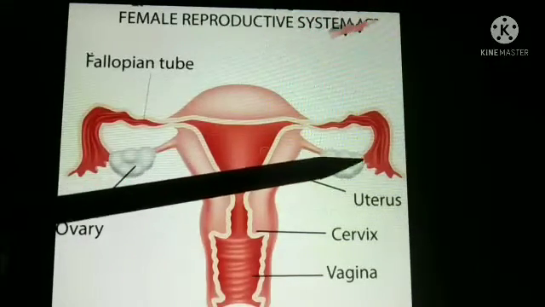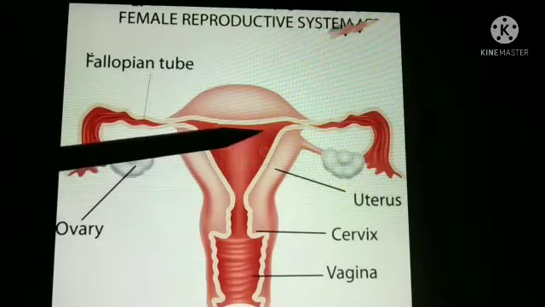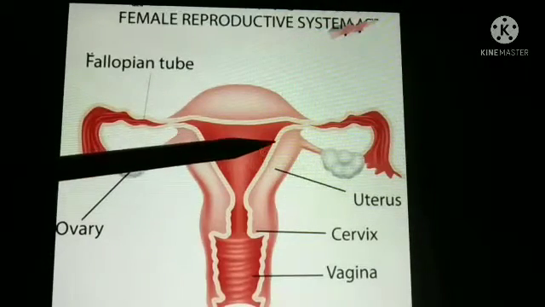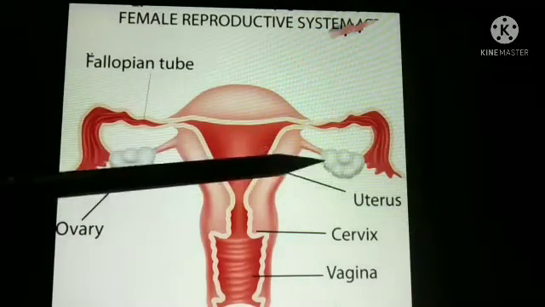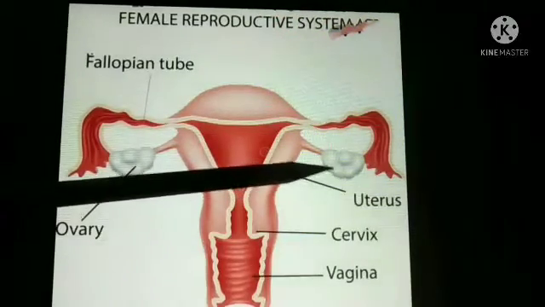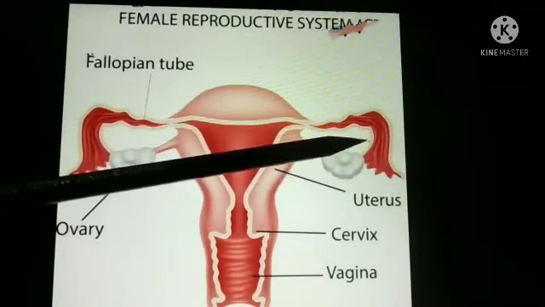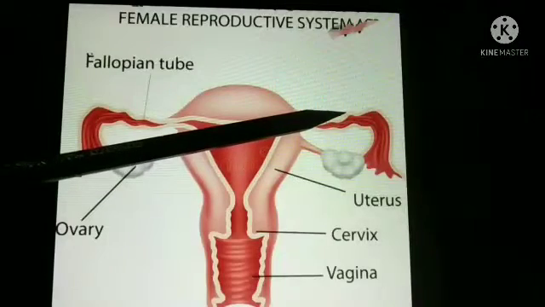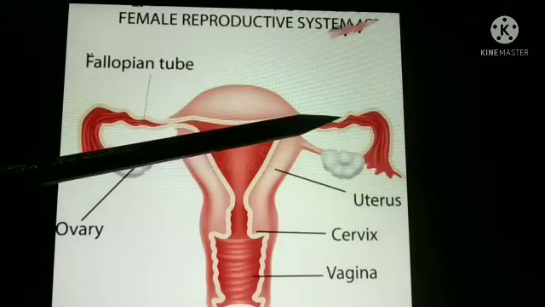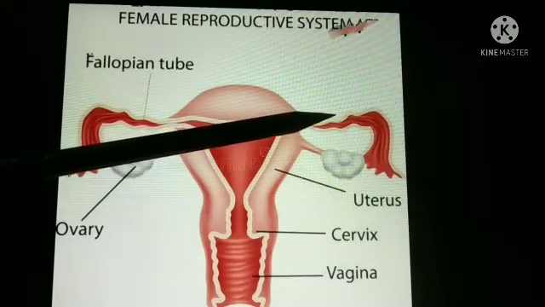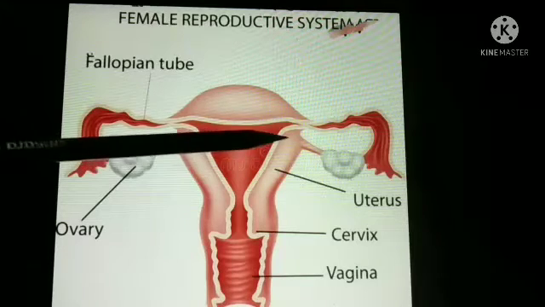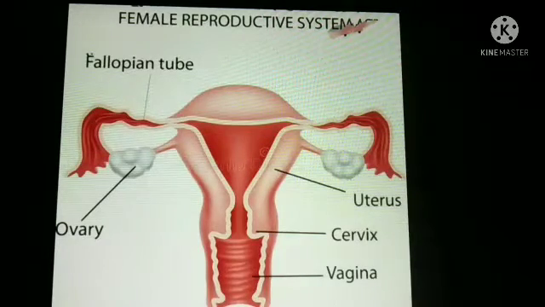What do the ovaries do? The ovary produces ova and releases them into the fallopian tube. Fertilization usually occurs in the fallopian tubes and marks the beginning of embryogenesis.